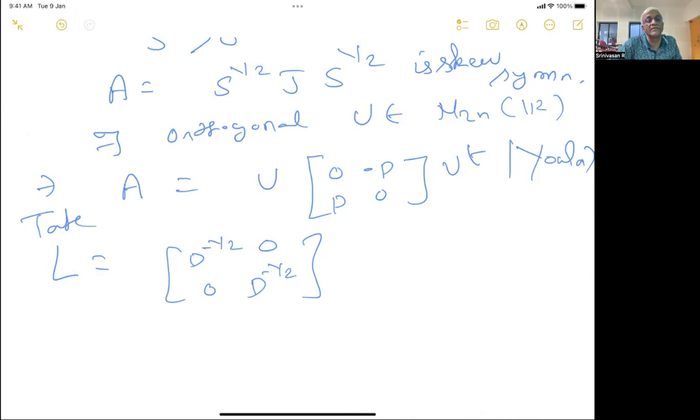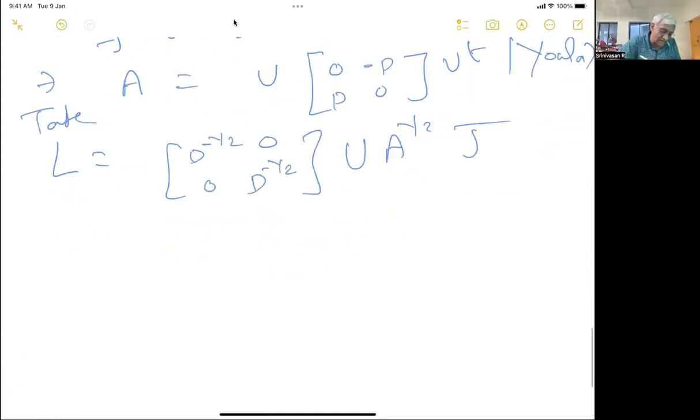L is equal to J D power minus half. D power minus half should be on this side. And U, yeah, it should be this way, A power half J. This is L. First we have to verify this L is symplectic, then it satisfies the condition. We have to get this, and that will follow easily.